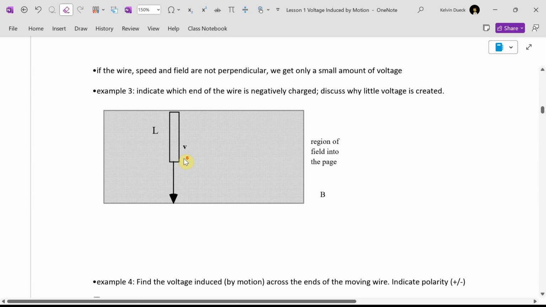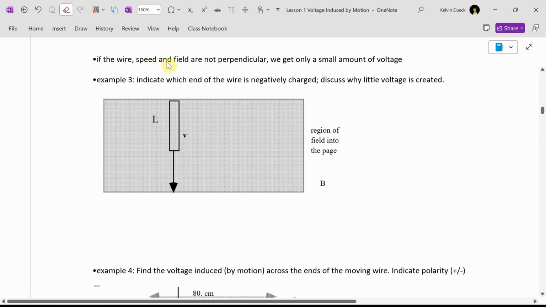Well, if the wire and the speed and the field are not perpendicular, we only get a small amount of voltage. So here we have the length of the wire in, next page, this direction, and we have the velocity in this direction. They're parallel to each other. Let's do the same trick we did before. Let's look at a proton right there. Which way is the proton moving? Which way is the velocity of this bar, Jesse? So which way is the proton moving? Same answer.